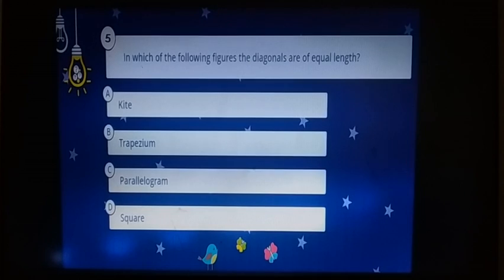Coming to question number 5. In which of the following figures are the diagonals of equal length? Option A, kite. Option B, trapezium. Option C, parallelogram. And option D, square. Let the students find the answers for this.